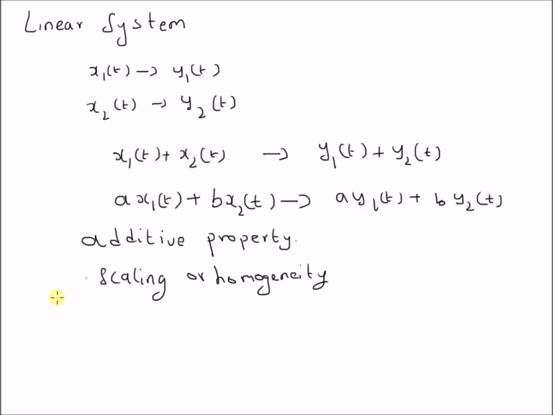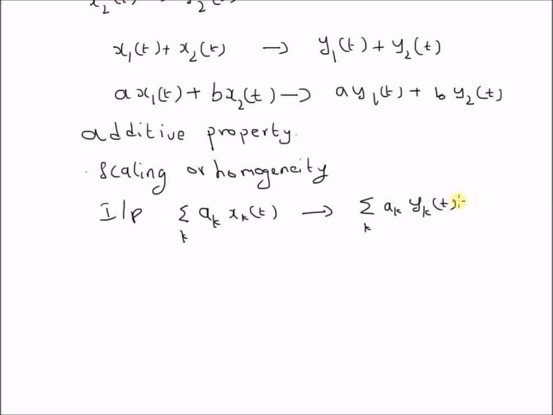By generalizing this property, we can see that when the input is a weighted sum of the inputs xk of t, then the output should also be a weighted sum. That is, the weights do not change, but the output should be the corresponding outputs. That means the overall output is the weighted sum of the corresponding individual outputs. And this property is known as superposition.